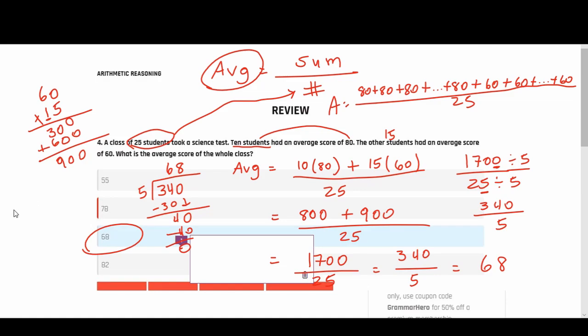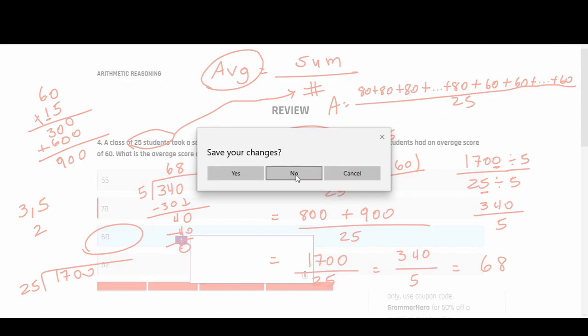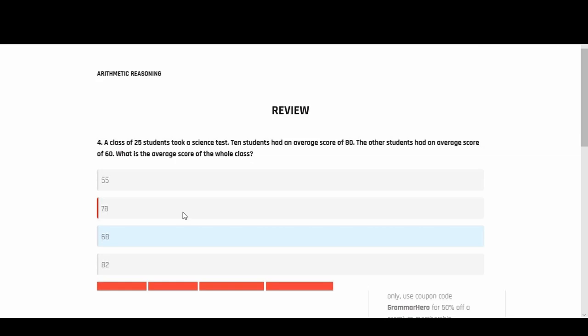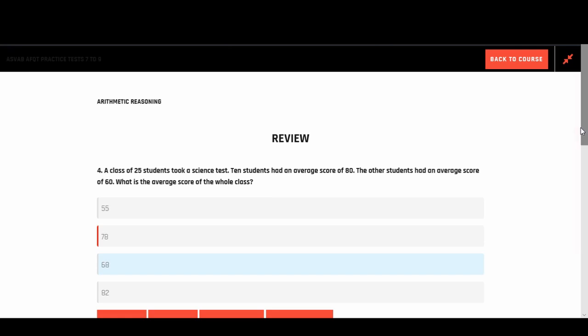Again, if you can reduce things to be divisible by 3 and 5 and 2, like I did here, instead of doing 1700 divided by 25 like this, which, I'm not familiar with these numbers, so this would take me a while to do. I reduced top and bottom by a factor of 5 to get 340 over 5, and then the math became very, very easy. So that was that one. Let's go ahead and move on to the next question. Again, just a twist on an average question. And if you're doing well in the ASVAB, you're going to see that twist.